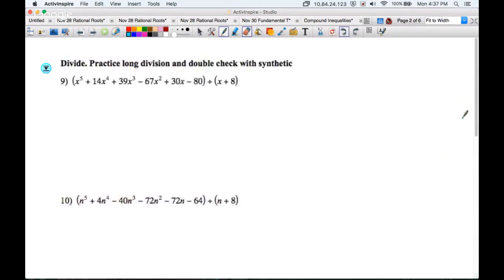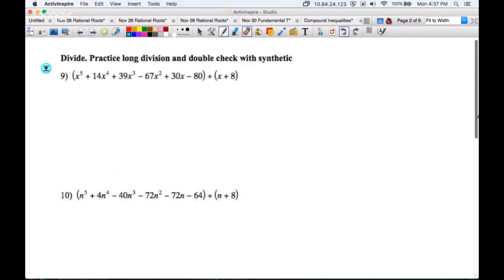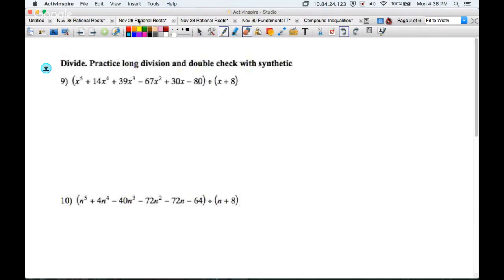Time to practice. It says divide, practice long division, and double check with synthetic. Let's do that with, I guess, number 9. Looks like it might have slightly worse coefficients, not by a whole lot. Let's do the long division. I'm going to have to write small here to get this to all fit. x plus 8 divided into x to the 5th plus 14x to the 4th plus 39x cubed minus 67x squared plus 30x minus 80. No way I'm able to fit all this in. Why don't I just... Now I can fit it all.